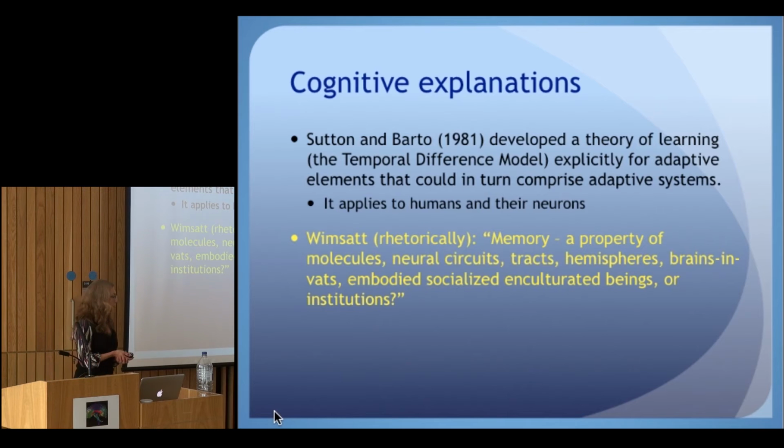And then, at a more rhetorical level, perhaps, William Wimsatt, who is no fan of levels at all, kind of asks rhetorically in discussing reduction, he says, memory, a property of molecules, neural circuits, tracts, hemispheres, brains and vats, embodied, socialized, enculturated beings, or institutions? And I say it's rhetorical because it doesn't really answer the question. But the implication is that you can have memory at all these different levels, and they may all be related as a part-whole relationship. And what's the big deal?